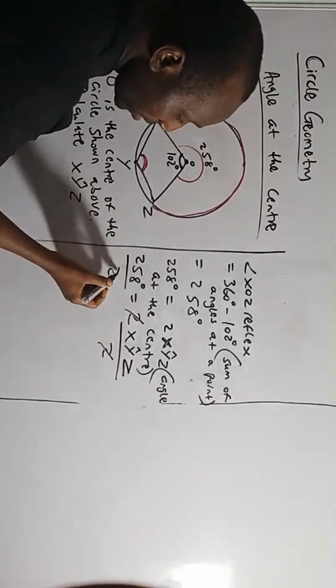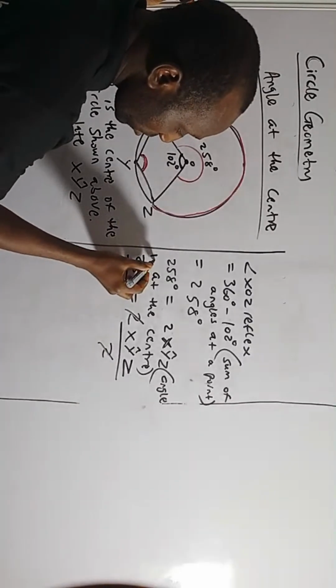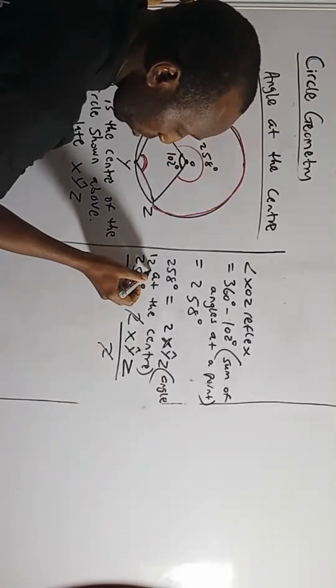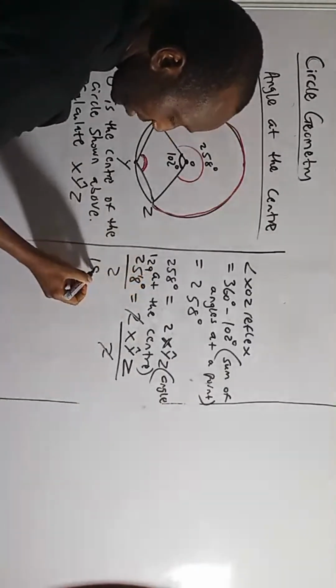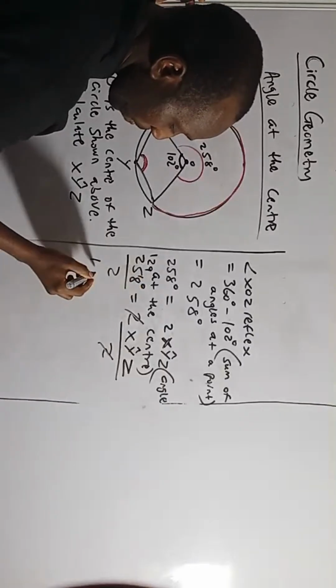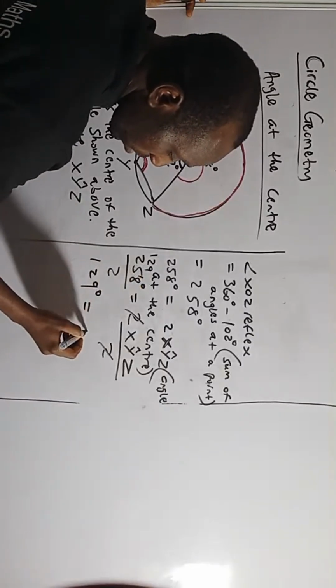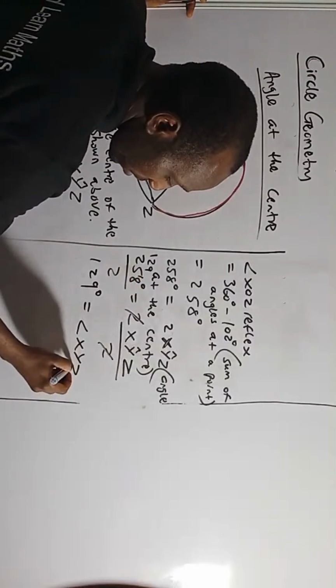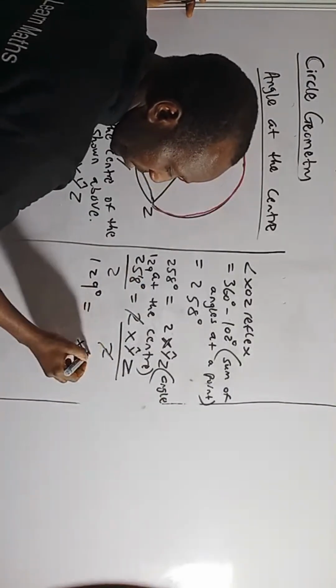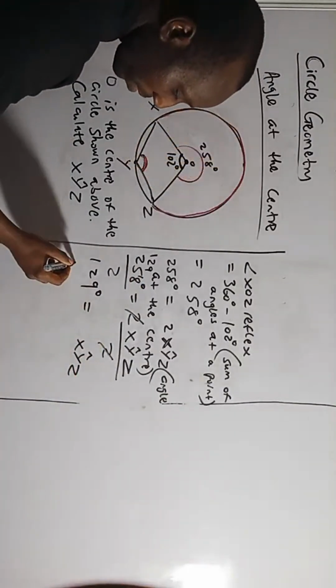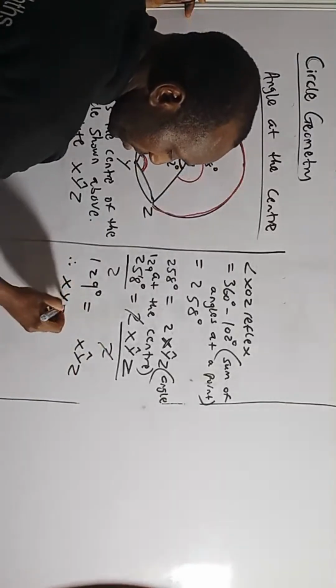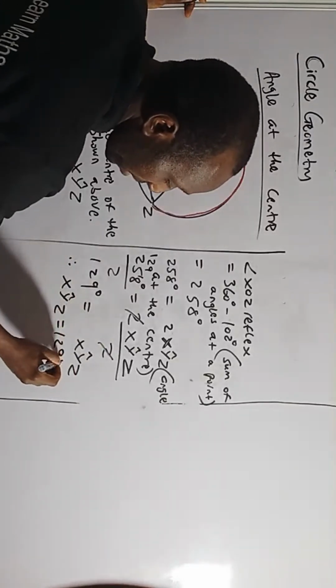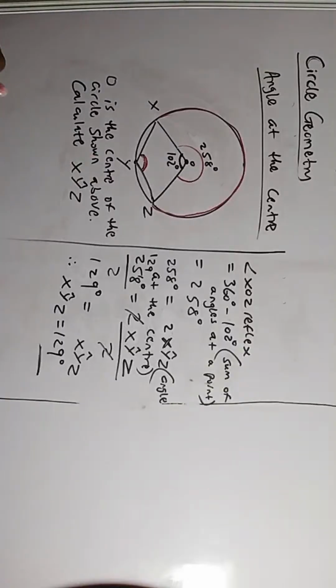So let's divide here. 2 into 2 is 1, 2 into 5 is 2. Remember, 1 into 18 is what? 9. So 129 degrees is equal to what? Angle XYZ. I can just maintain the way I've written it here. So therefore, angle XYZ is equal to 129 degrees. Yeah, this is the answer.